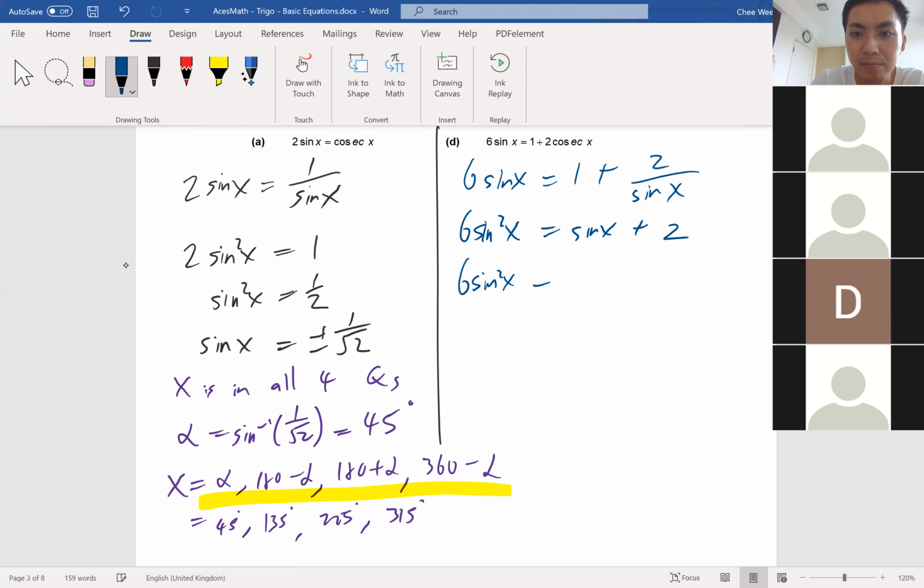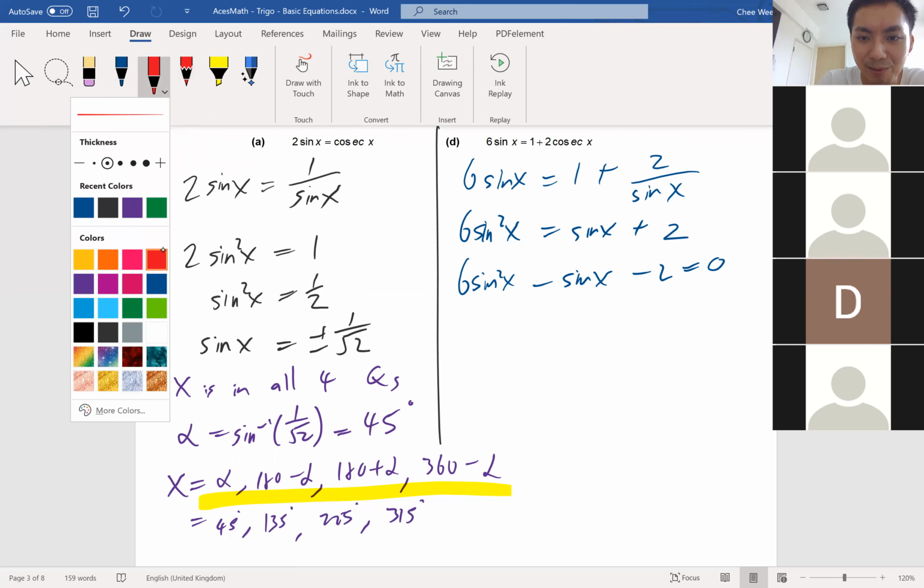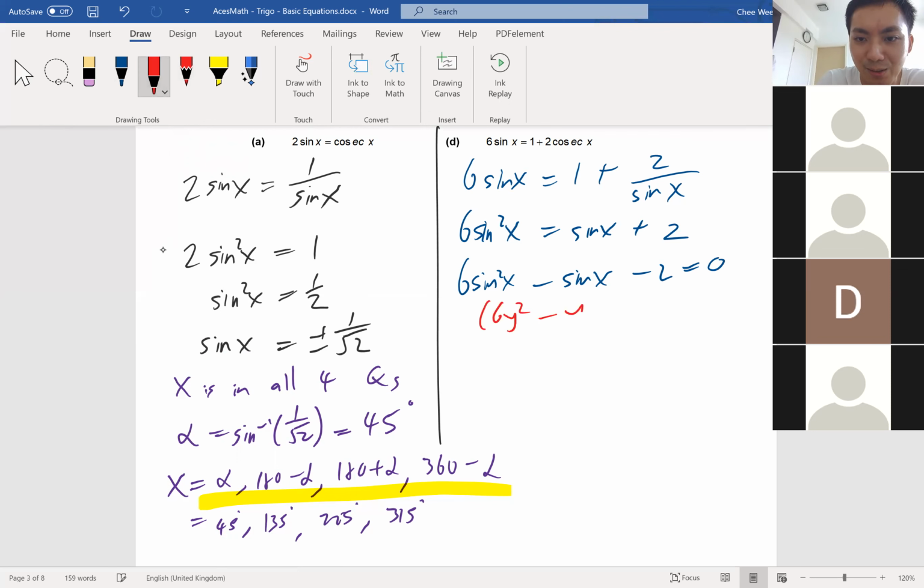If you wish to, you can go and write something like this, but I don't encourage you to do that. It's just a waste of time. So we see this as 6y squared minus y minus 2 is equal to 0. That's all. Then you will try to factorize this now.